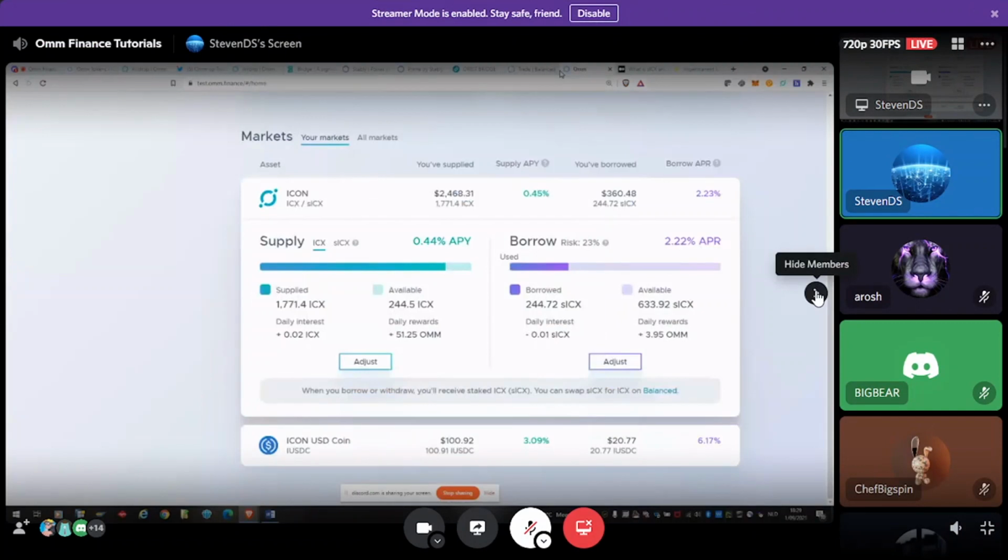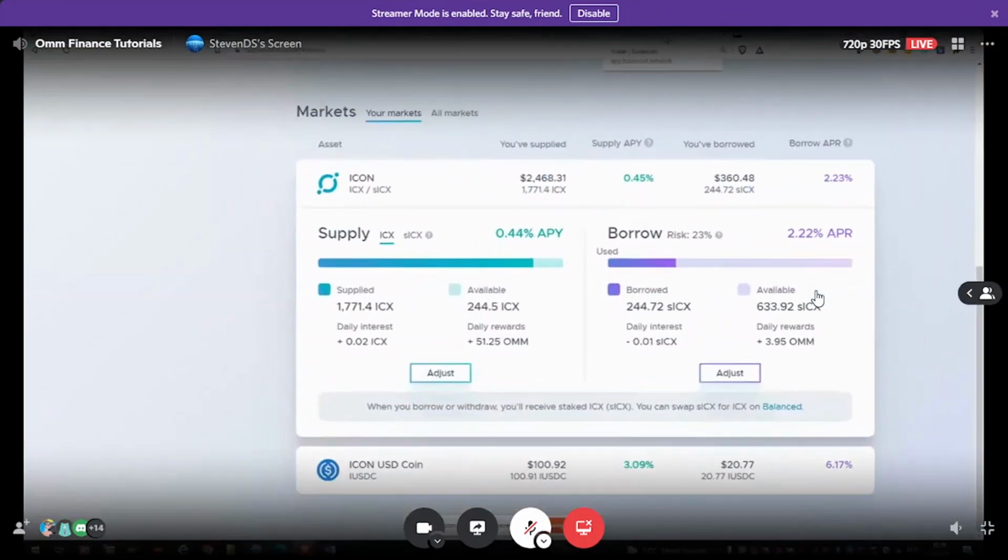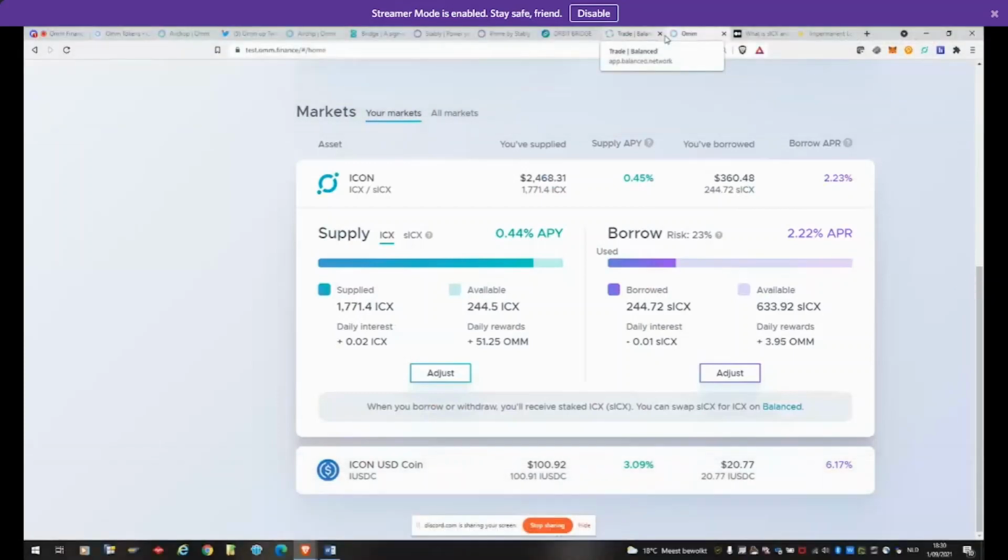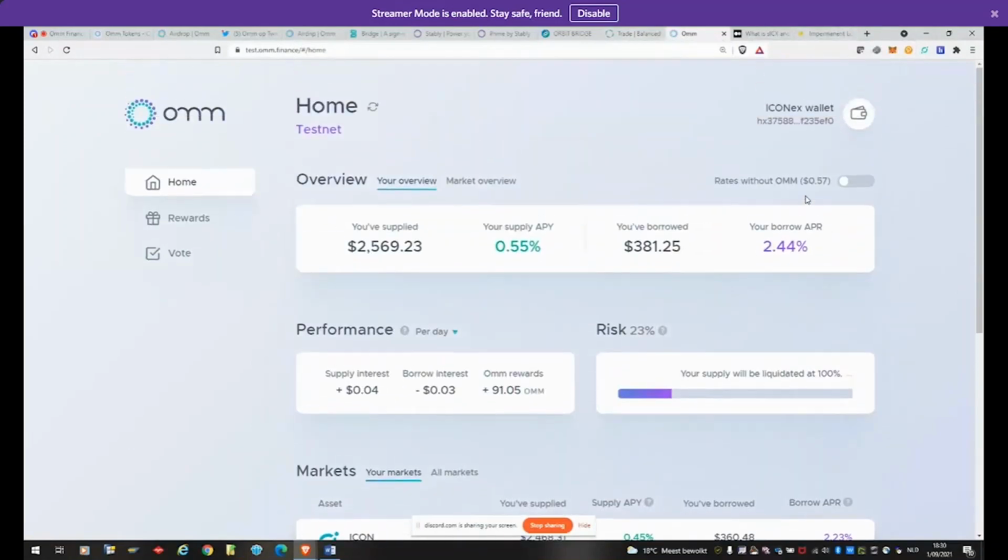But what you need to know is that impermanent loss only happens when you provide liquidity in the pairs on Balanced. Impermanent loss is not something that you can have by borrowing or supplying assets. Then liquidation, of course, is something that can happen when you are borrowing, when your risks increase, and this is shown here.